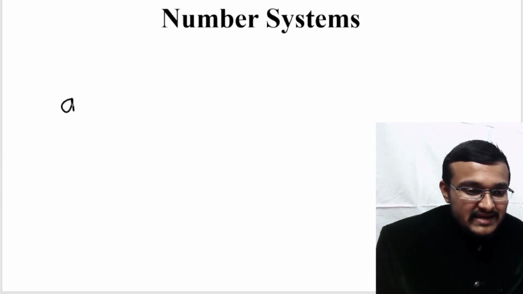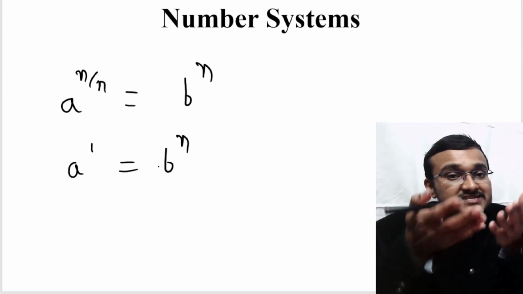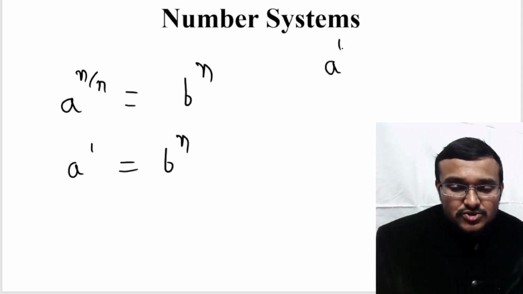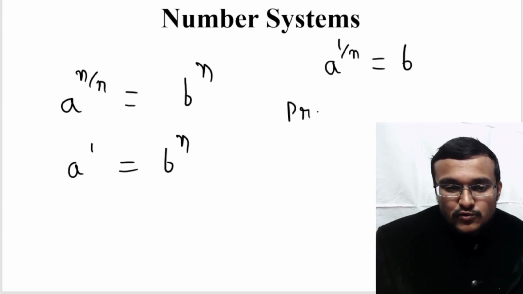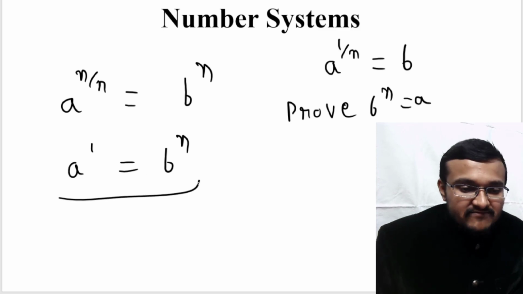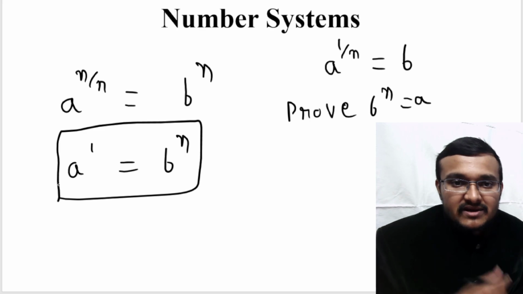So a power n into 1 by n means it is a power n by n, which is equal to b power n. So a power n by n is a power 1, which is equal to b power n. So this is how you can prove. Here we had a power n is equal to b. Now you have to prove how b power n is equal to a. So here we have proved that a is equal to b power n.